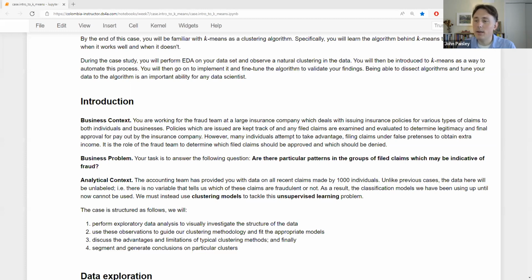As a result, we can't use classification models. So you can't use a classification model to predict the outcome of something if you don't have data that gives you examples of those outcomes. So instead, what we're going to look at is a clustering model called k-means, which allows us to do what's called unsupervised learning.